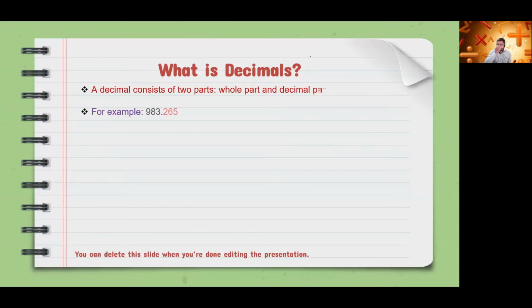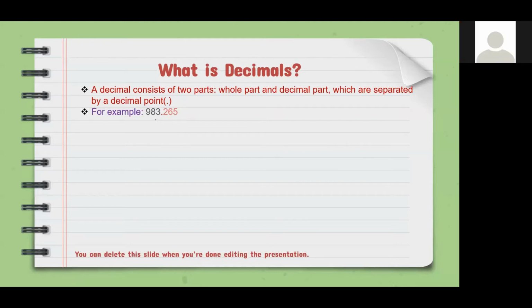A decimal consists of two parts, whole part and decimal part, which are separated by a decimal point. You can see on your screen. An example is also given: 983.265. तो इसमें whole part कौन सा है? Who will tell me which one is the whole part? Yes, Devesh Soni. Sir, 983 is the whole part.